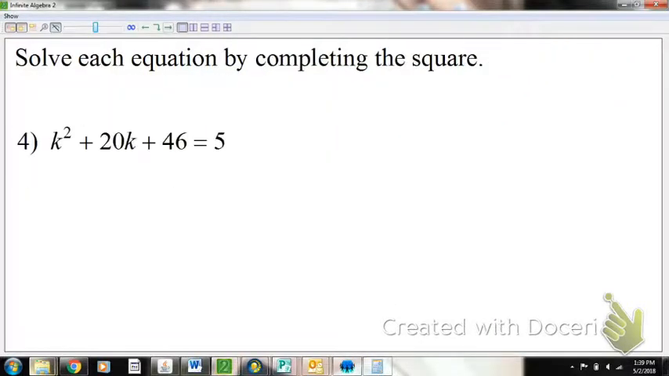Okay, then we move into completing the square. Completing the square is the one technique where we don't want the equation to be equal to 0. As a matter of fact, we want to move everything that doesn't have a variable to the other side. So the first thing we would do here is subtract 46 from both sides, and that's going to give us negative 41 on the outside.